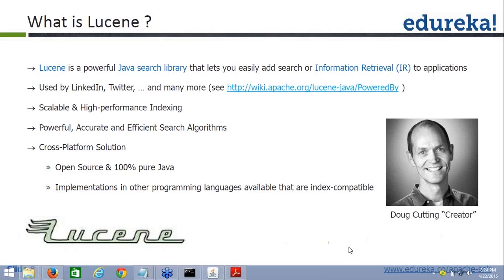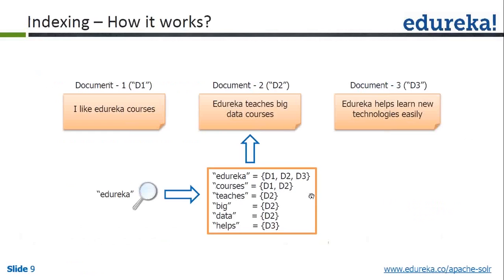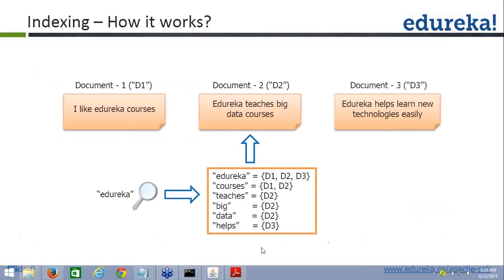it is cross-platform as well, and it is open source, so you're not supposed to pay anything for licensing cost. It is 100% pure Java, so that vouches for why it is supported on most platforms, in fact, every platform for that matter. Implementations are also available in other programming languages which are index capable. So how does that really go about?